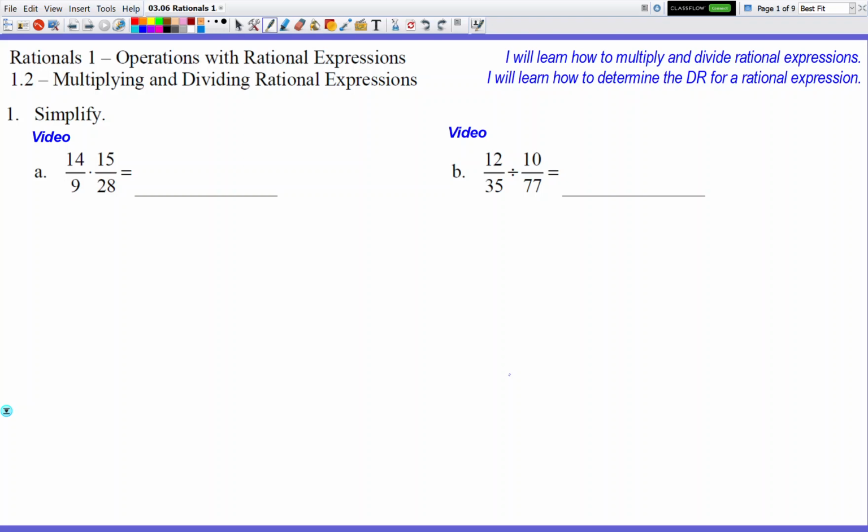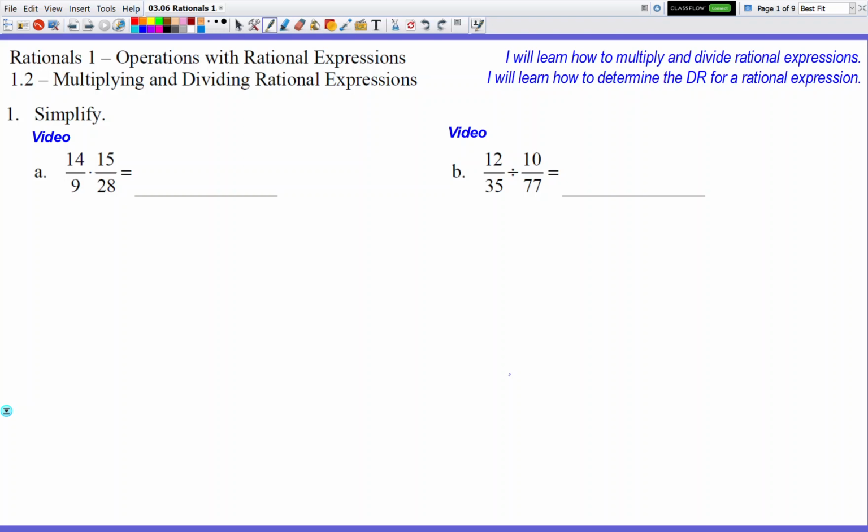Okay, so let's look at problem 1a, and we have 14 over 9 times 15 over 28. Okay, so we're basically going to multiply these fractions together. I'm going to show you some tricks to make this multiplication a little easier, so you don't really have to go, what is 14 times 15 and what is 9 times 28? I'm going to show you how you can simplify the numbers before you multiply, and that's going to make it a little bit easier to get your final answer.